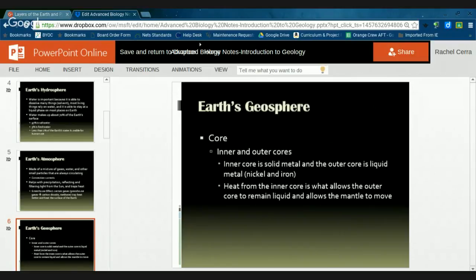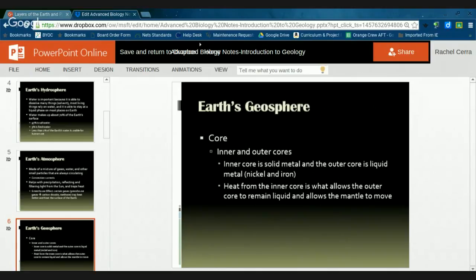Now, what's funny is the inner core is also hotter than the outer core, and normally the hotter you get, the more likely you are to evaporate and become a gas. So some people often ask, well, why is the outer core liquid and the inner core solid? Wouldn't the inner core, if it's that hot, become a gas? And normally you would be correct.